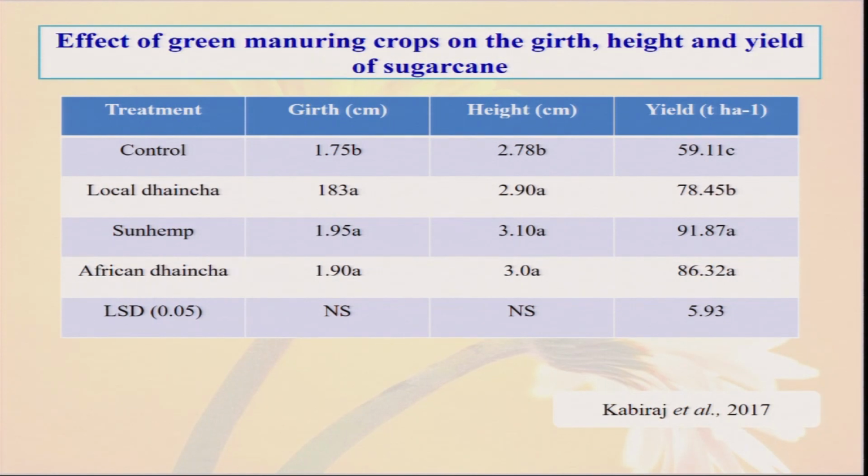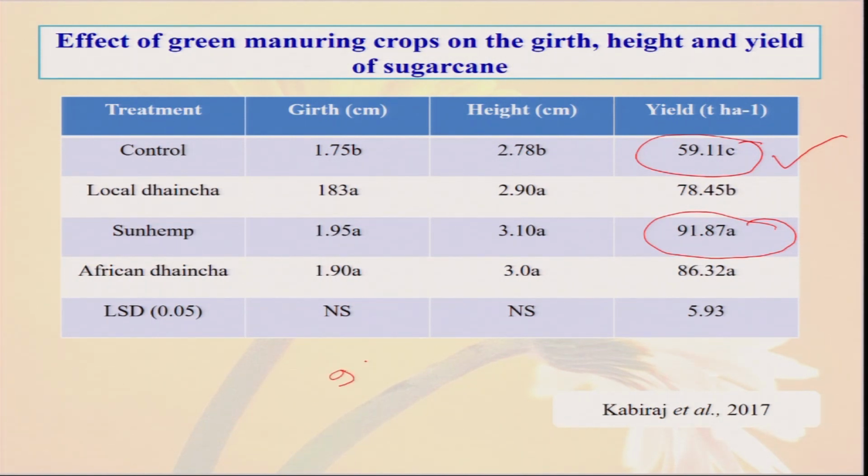We have done different types of experiments on green manuring crops on the girth, height, and yield of sugarcane, and that is one experiment by Kabiraj et al., 2017. If we see the yield of the sugarcane in control, where we have not done any green manuring, it is only 59 ton per hectare, while in the case of Sanhem, where we are giving it, the yield is 91.87 ton per hectare.